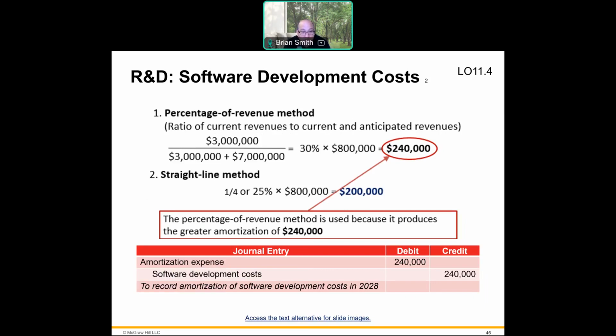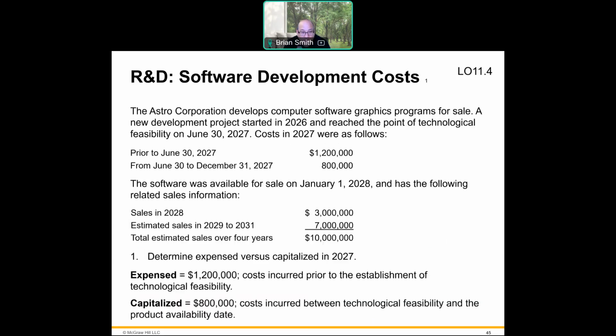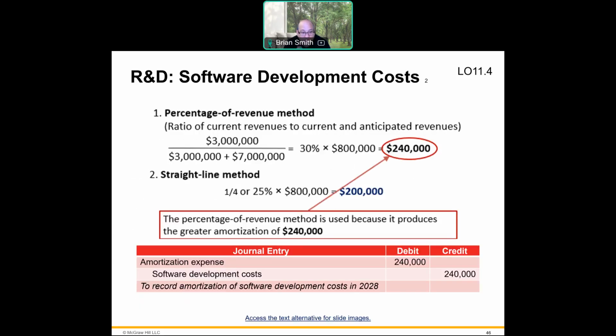Okay. Now let's go back to the rule. This is the greater of the percentage of revenue method or straight line method. So the greater one in this case is the percentage of revenue method. So our amortization expense for the software development cost will be $240,000, and we'll credit software development costs $240,000.